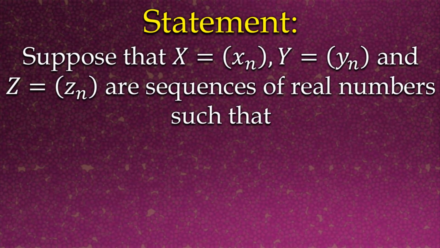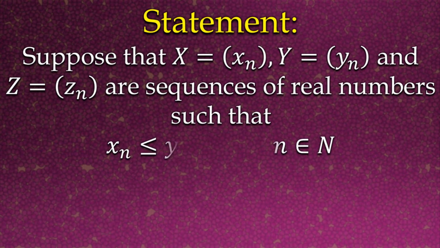Okay, first look into the statement. We have three sequences of real numbers x, y, and z. And we suppose that they have two relationships between them. The first one is that xn is less than or equal to yn, which is less than or equal to zn for all n belonging to the natural numbers. Now what does that mean?